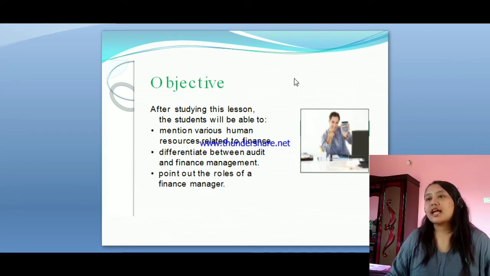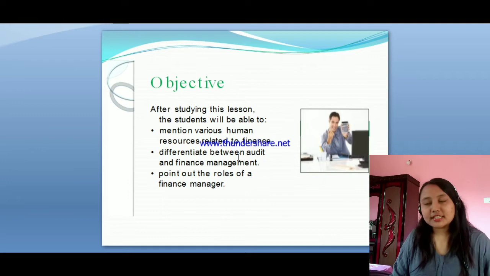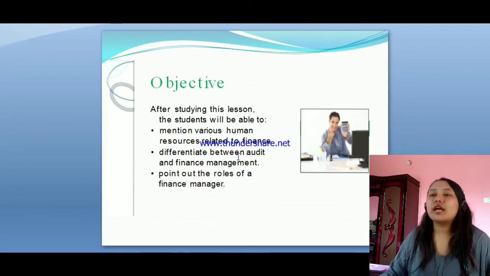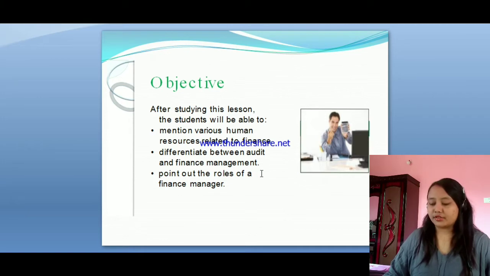The main objective of this lesson is that after studying it, you'll be able to mention the human resources related to finance. You'll be able to differentiate between audits. In audit also, there are two different types, that is the internal and the external audit. So you'll be able to differentiate between the internal and the external audit and the internal and the external auditors. Another is finance management, and also you'll be able to point out the roles of the finance manager.